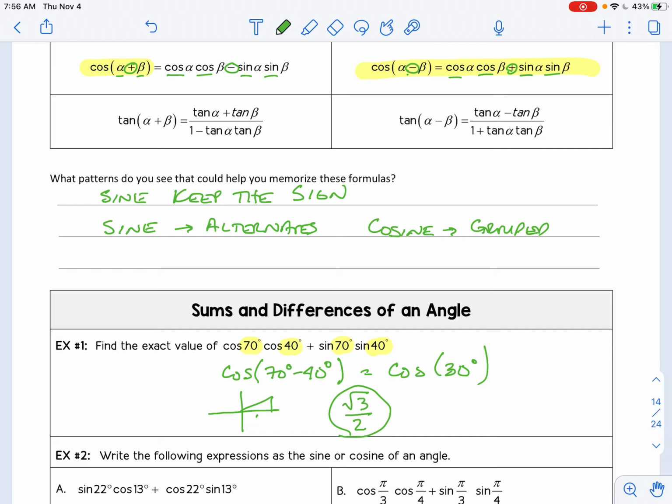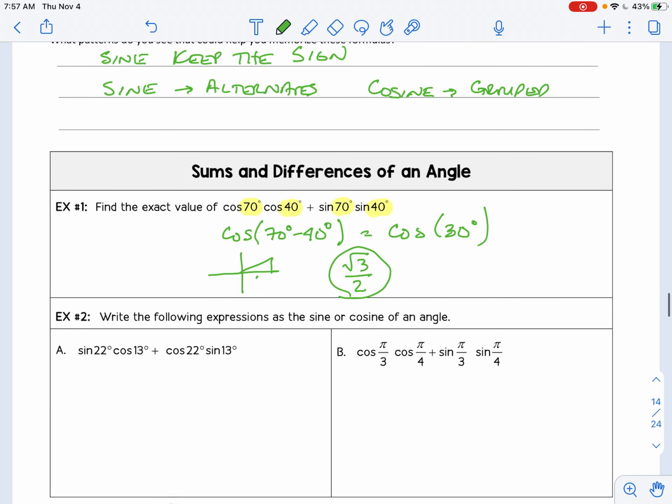So let's look at example 2. All right? How about this one? All right? What do you notice here for just part A?